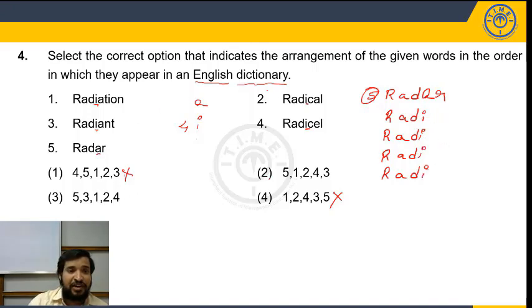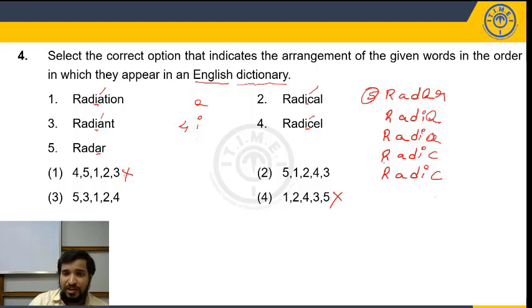Now compare the fifth letter. What's the fifth letter we have in radiation? A. In radical, C. Next, radiant, A. Radical, C. That means the second word should be radia-, and the third one is also radia-. The last two should be C, C, when you arrange them in English alphabetical order.